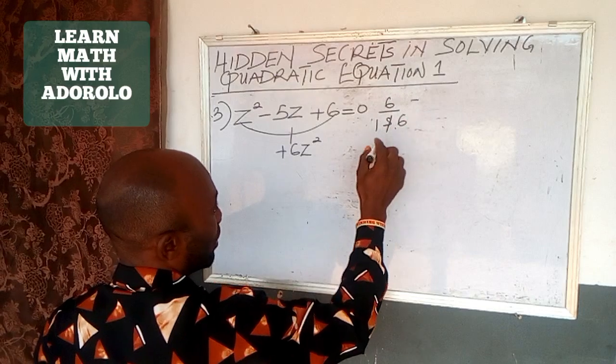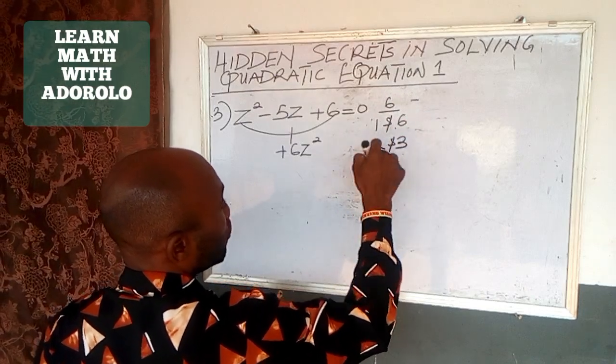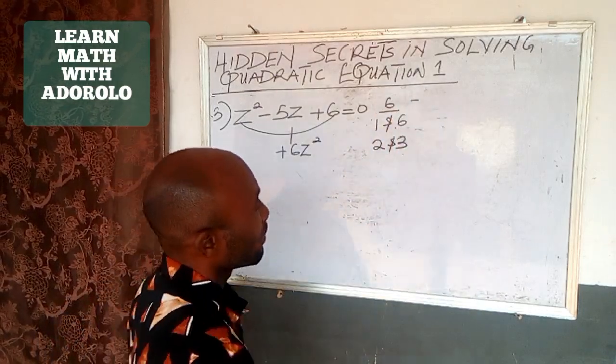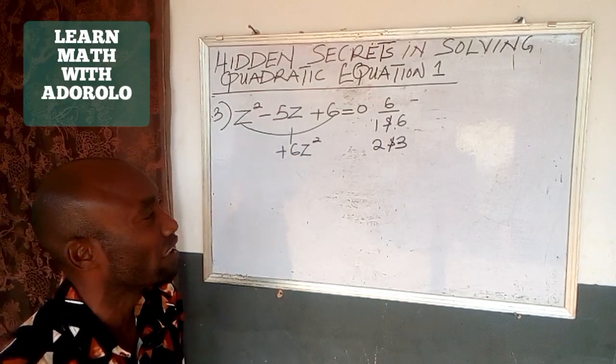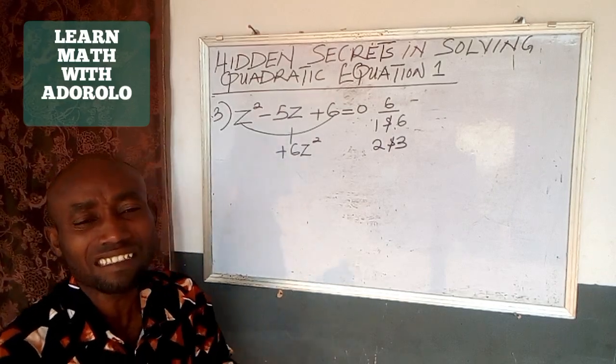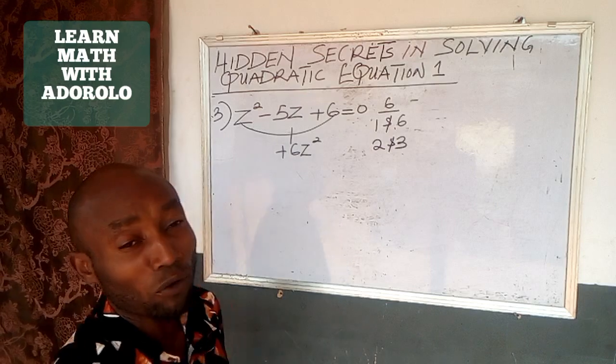1 into 6 is 6. 2 into 6 is 3. You can use 3 again. 3 into 6 is also what? 2. And that condition is called what? Abelian or commutative. 2 times 3 is same thing as what? 3 times 2. Both of them will give you what?